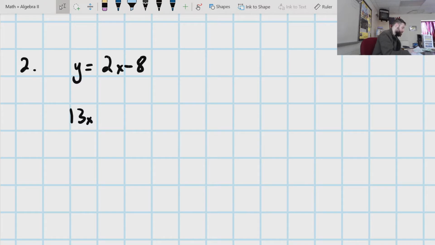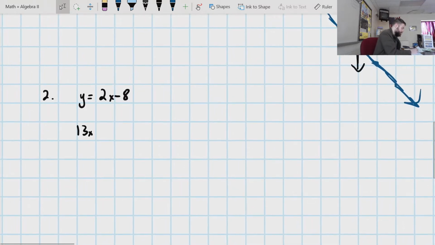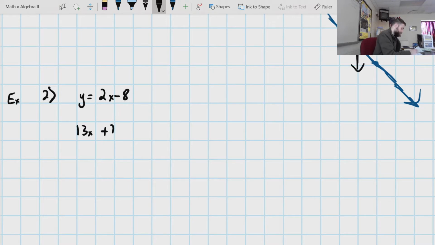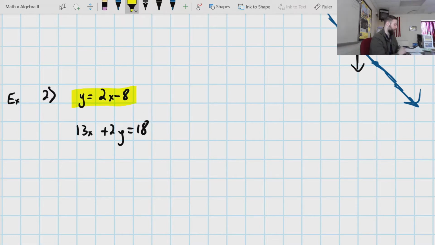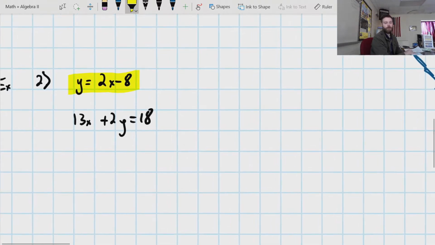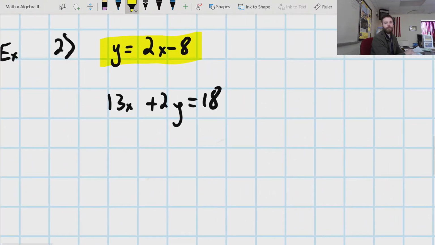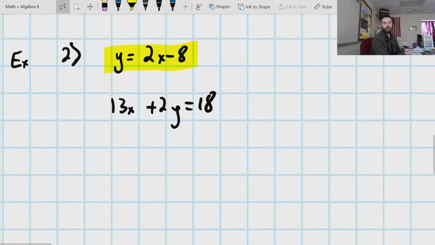So this is example 2. So I've got y equals 2x minus 8 and 13x plus 2y equals 18. So what I want to start to do is solve these two equations for y. The first one's already solved for y, so it's in slope-intercept form, so I can actually graph that one. But before I graph both of these lines, personally I like to get them both in slope-intercept form first, okay?